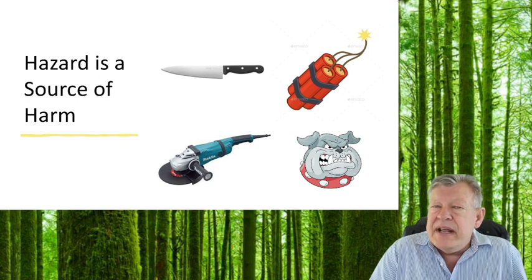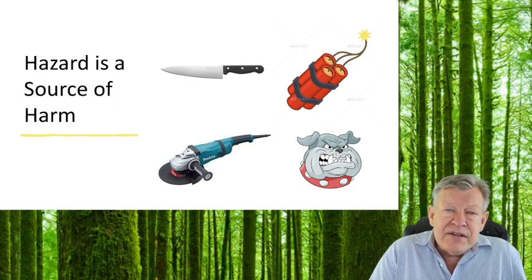If I put it in the drawer and I can't get to it, and there's nothing that makes this thing move towards a target, or there's nothing that makes the target move toward the knife, that knife cannot do any harm. But it remains a hazard, all right? Because if I give it energy and I touch a target, it will do harm. The same with the angle grinder.